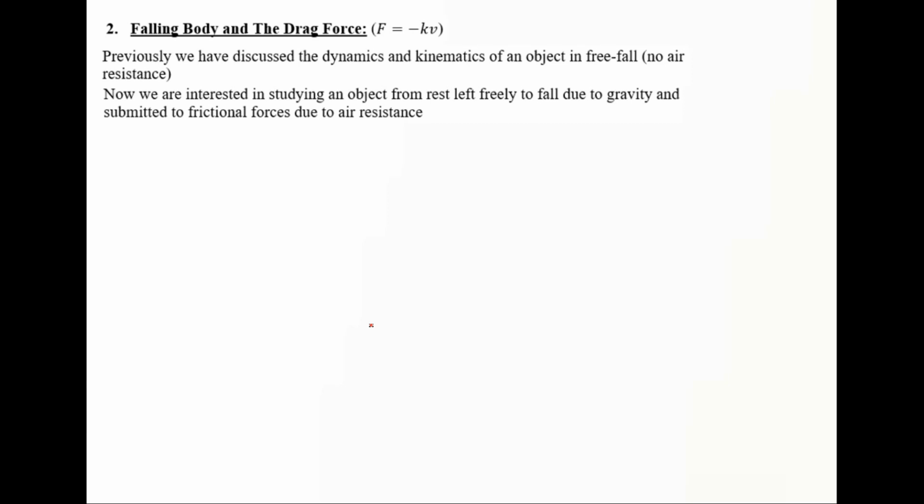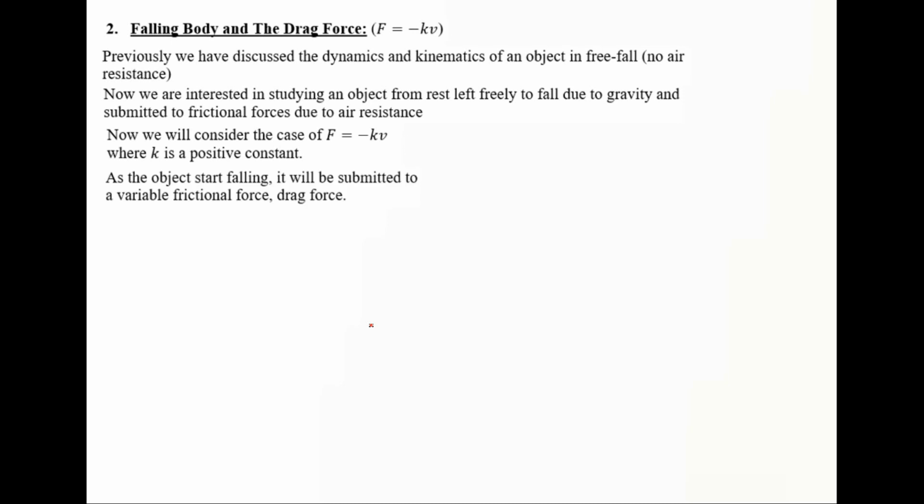Now, section number 2, falling body and the drag force. Previously we have discussed the dynamics and kinematics of an object in free fall with no resistance. Now we are interested in studying an object from rest left freely to fall due to gravity and submitted to frictional forces that are variable, given by minus kV due to a resistance. Now we're going to only consider the case where F is minus kV and not V square, where k is a positive constant. As the object starts falling, it will be submitted to a variable frictional force known as the drag force.